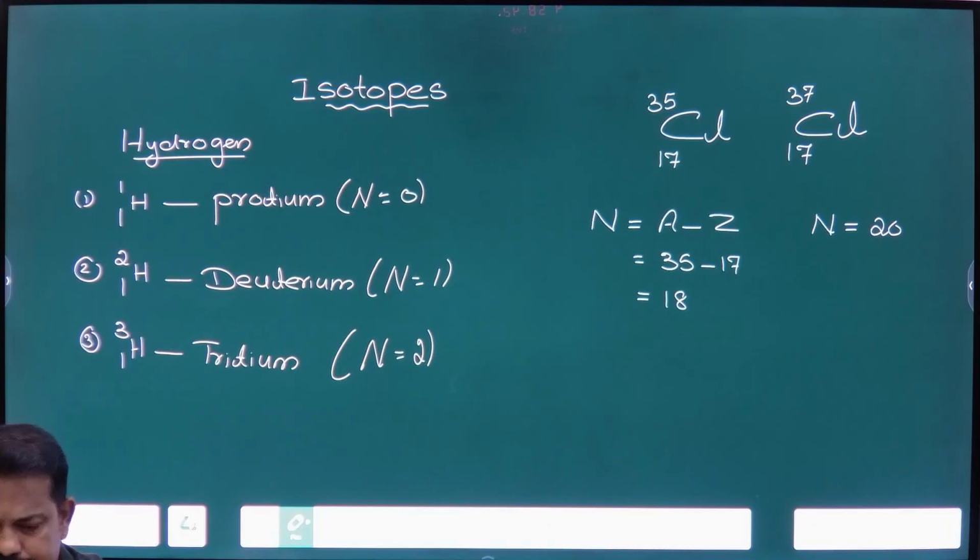The different isotopes of hydrogen are: first, protium (1H1); deuterium, 1H2; tritium, 1H3.